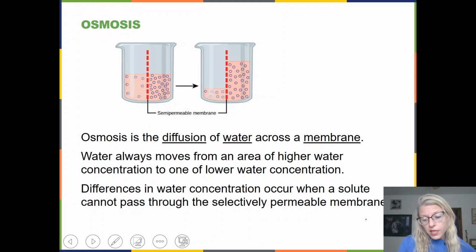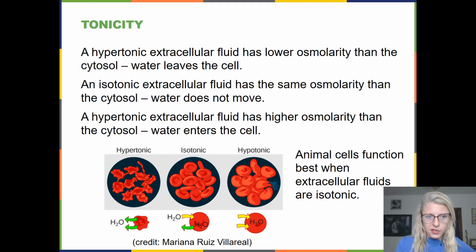Okay, osmosis is the diffusion of water across a membrane. Water is always going to move from an area of high concentration to an area of low concentration. That's what we're going to talk about with osmosis.